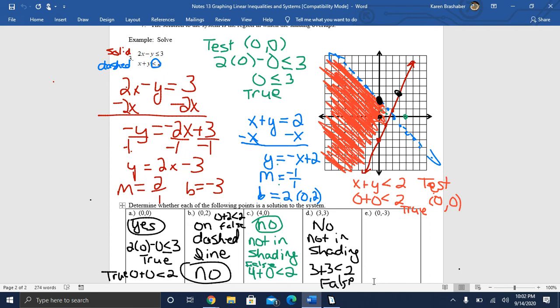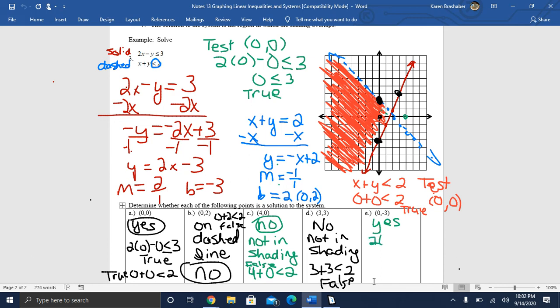And then finally, you have the ordered pair 0, -3. And that is the y-intercept on the solid line. So it's on the solid line and it's in the shaded area. 0, -3 is yes. It is a solution. Now, to be a yes, it has to make both of the inequalities true. So we'll plug it into both.